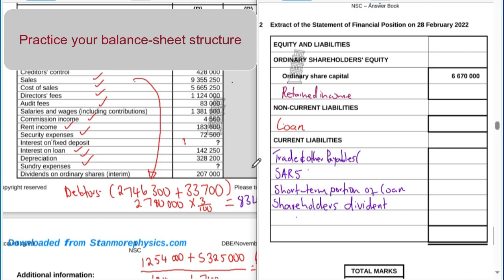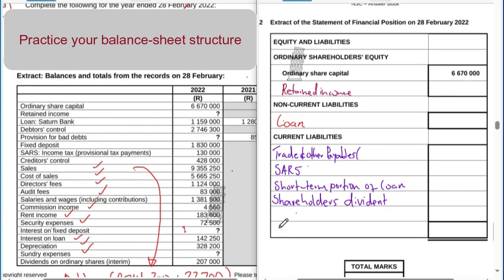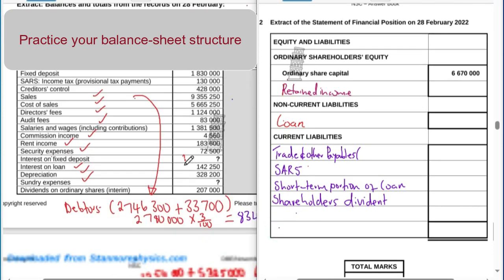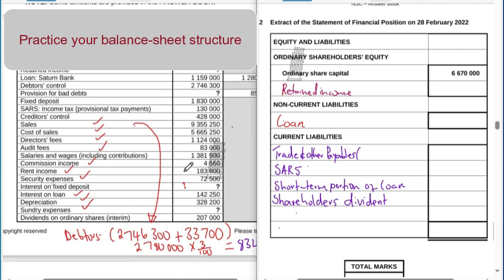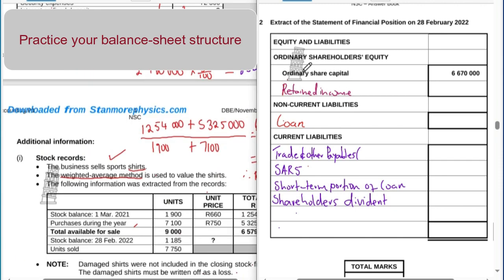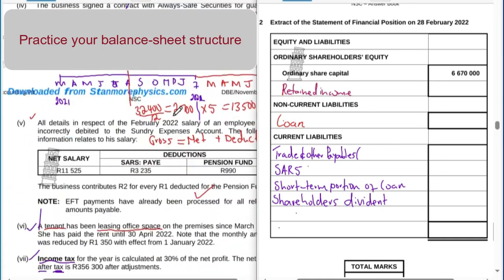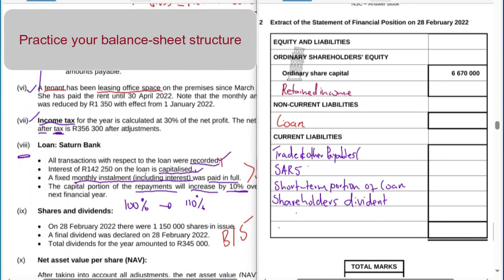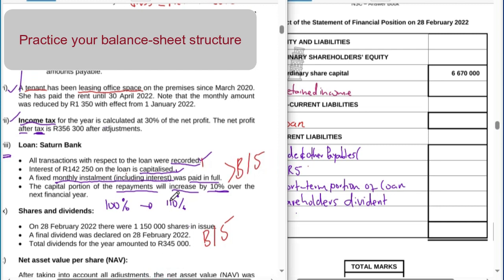Yes guys, and make sure that you know your structure, and you practice your structure so that you will be able to complete the balance sheet. And then guys, now let's fill up our balance sheet and make sure that everything is in order. Let's finish up our equity and liability section by completing our information that we have noted down, such as this one.